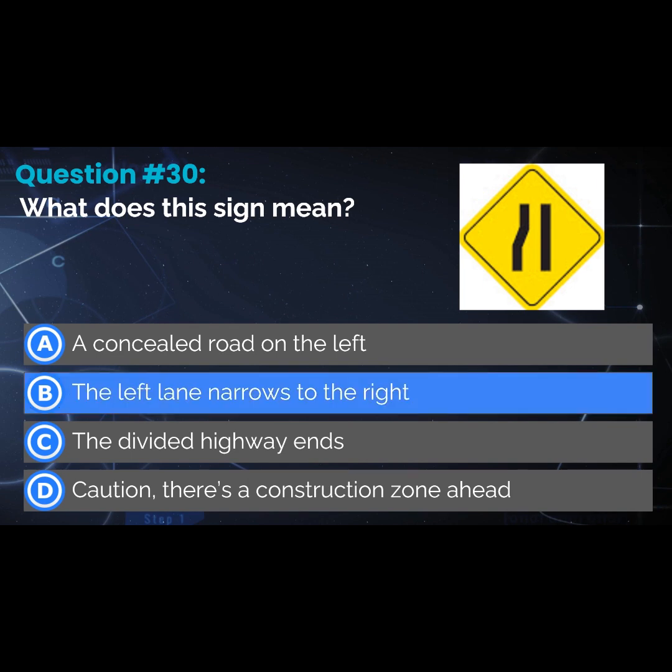The correct answer is B. The left lane narrows to the right.